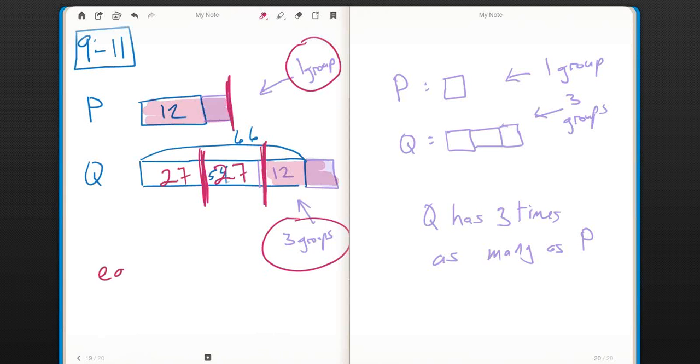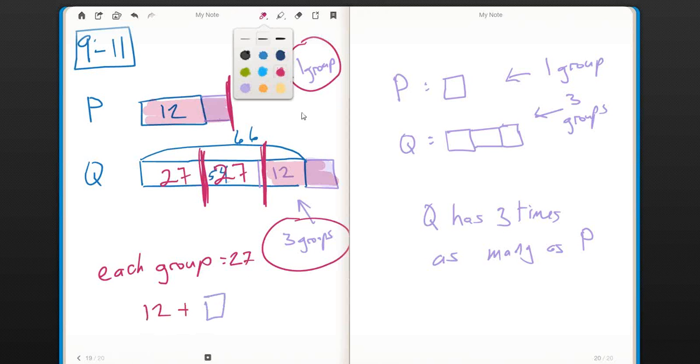So each group, and remember, I have 1 group in P, 3 groups in Q. Each of my groups is 27, and each of my groups is equal to 12 plus that purple box that we have, and each of those is equal to 27. Inside that box, I must have 15 toys in order for 12 plus the box to be 27.